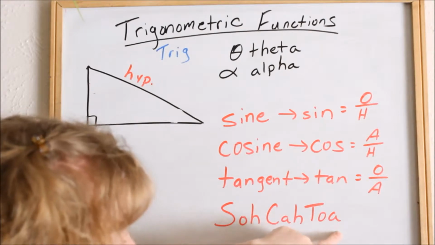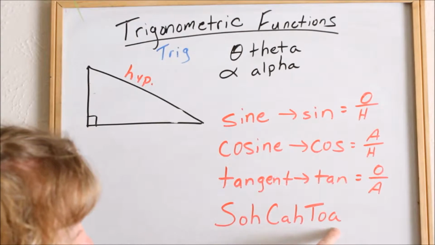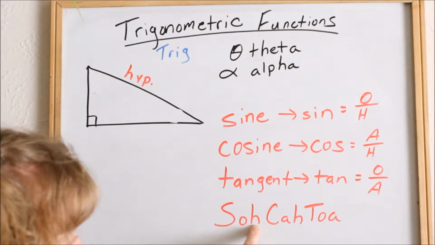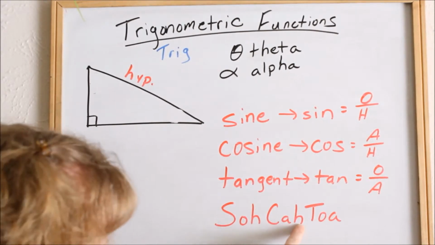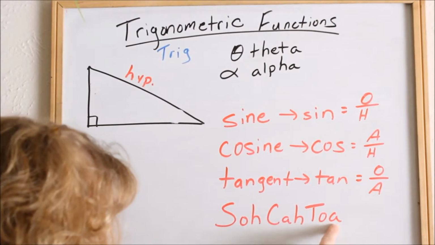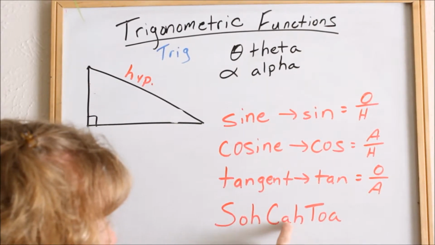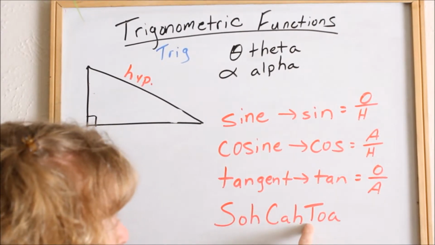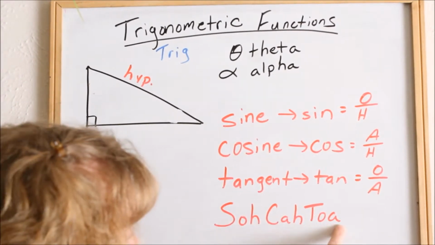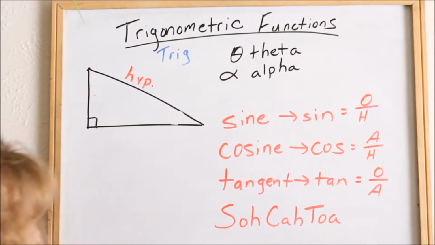We use these three letters, O, A, and H, to stand for opposite, adjacent, and hypotenuse. There is a word, not a word, it sounds like an Indian chant, SOHCAHTOA. This stands for sine, opposite, hypotenuse; cosine, adjacent, hypotenuse; tangent, opposite, adjacent. If you can remember this acronym, it'll help you remember the definitions of sine, cosine, and tangent.